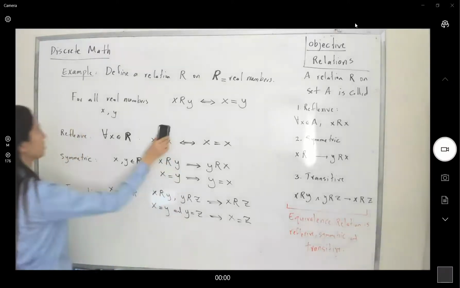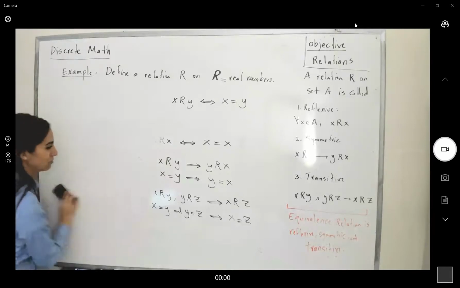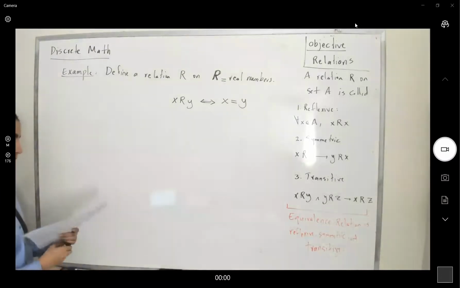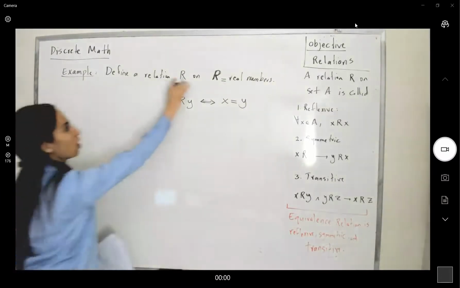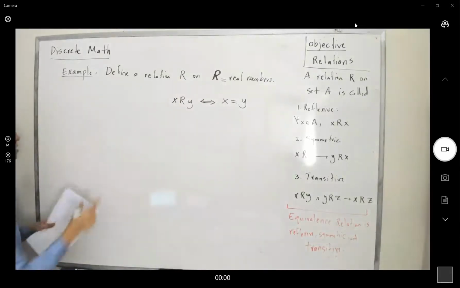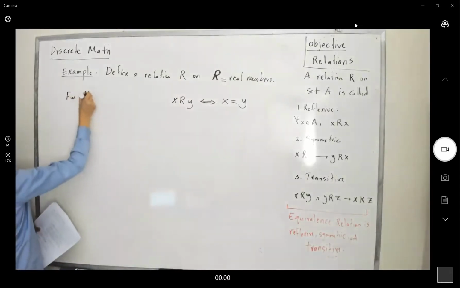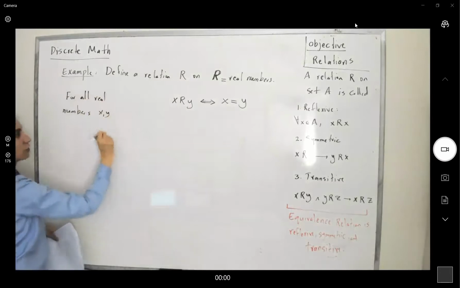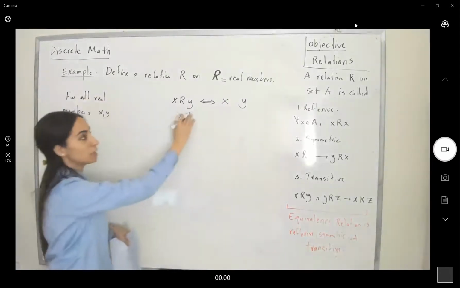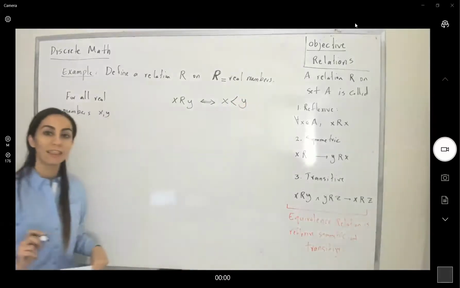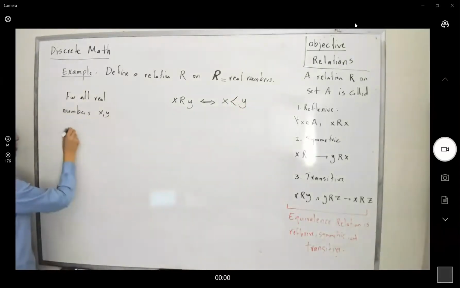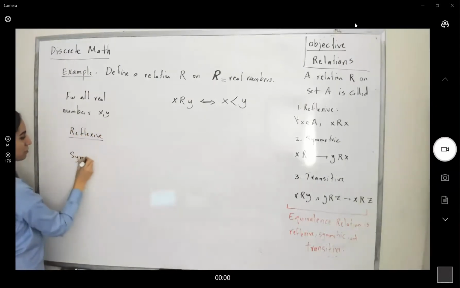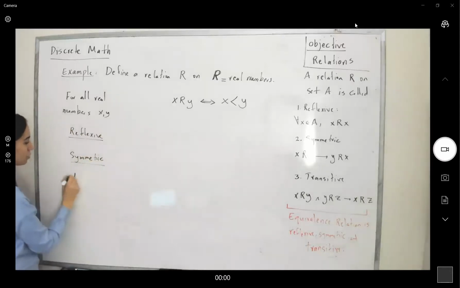Well, what do you think about this relation? So we define a relation R on real numbers this way. We say that for all real numbers X and Y, we define the relation X is in relation with Y if and only if X is less than Y. Is this reflexive? Is this symmetric? Or is it transitive?